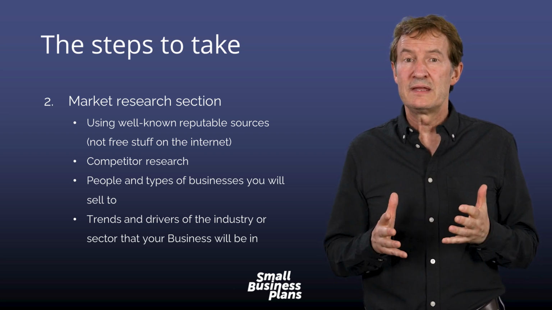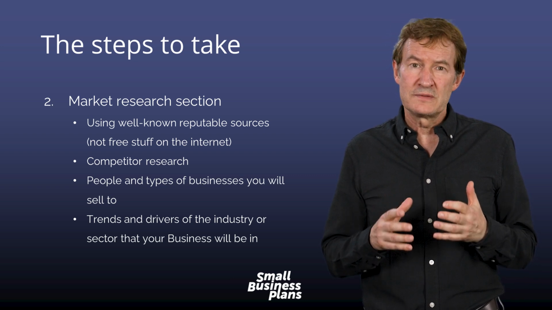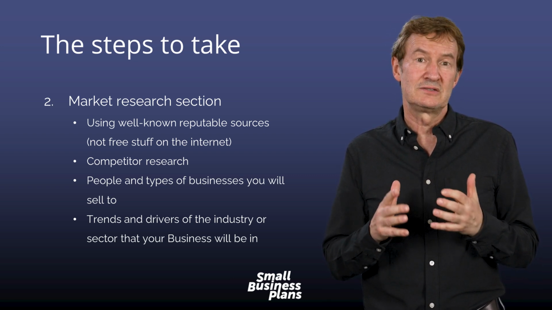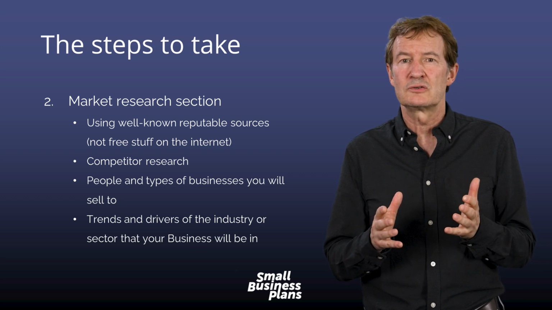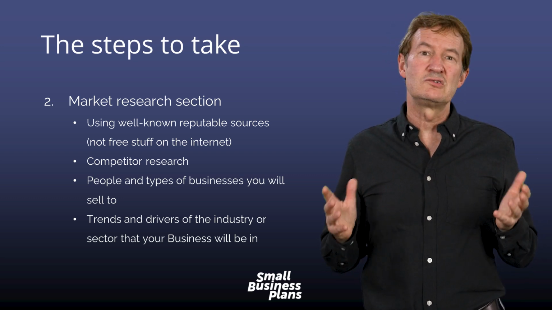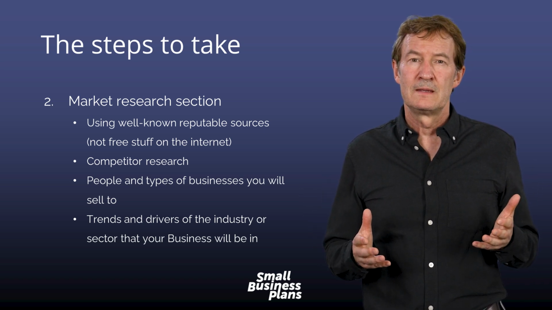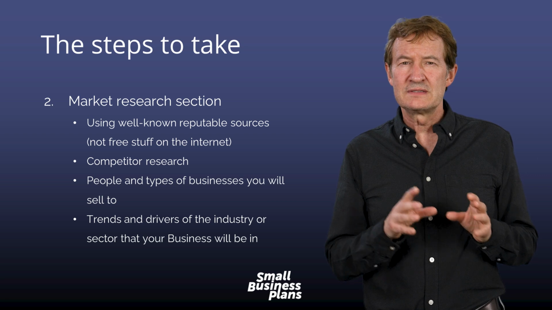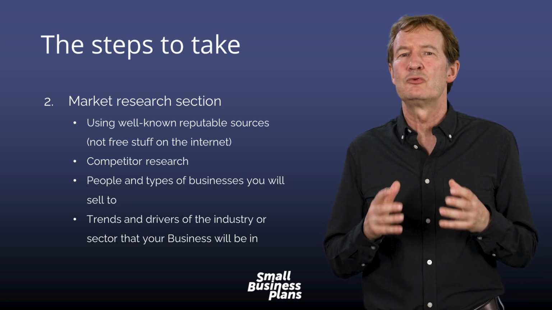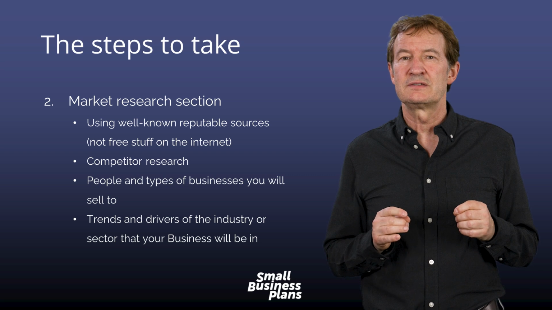There are 3 areas of market research that you need. 1, your competitor information. 2, all the information about the numbers and types of the people or businesses or organizations that will buy your product or services. And 3, all of the overarching trends and drivers in the industries and market that your business will be in. Now, this section will have a lot of numbers and data, and it will typically have around 4 to 6 tables and charts and graphs from reputable sources of data.